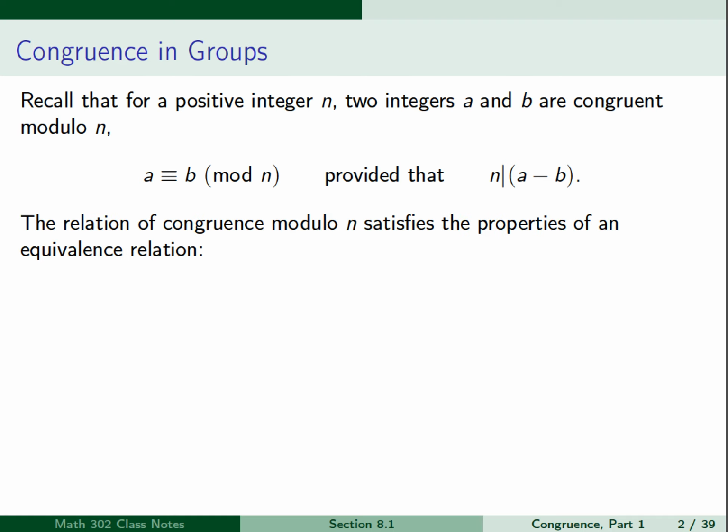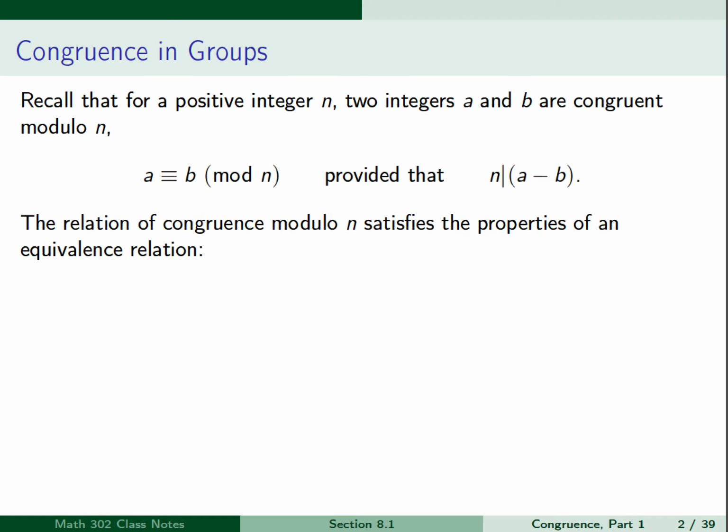Now the hypothesis implies that AB⁻¹ is an element of K, and BC⁻¹ is an element of K. Since K is a subgroup, it's closed, so that tells us that AB⁻¹ times BC⁻¹, which is A times B⁻¹B times C⁻¹, which is just AC⁻¹, is an element of K. And then A is congruent to C mod K, and therefore the transitive property holds. So this proves that congruence modulo K is an equivalence relation.